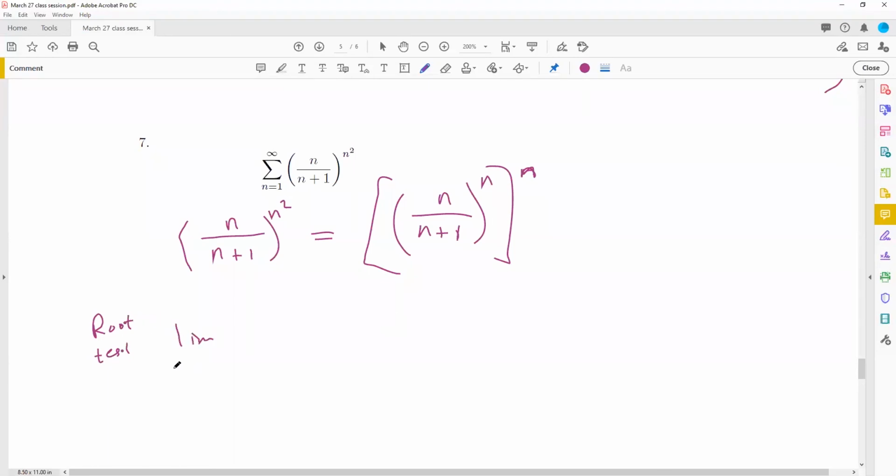It's the limit as n goes to infinity of the nth root of a_n, which in this case, the nth root's just going to take that n out. Okay, now this is kind of weird, because it's still raised to the nth power, right? You just took that n out. It's not raised to the nth squared power.